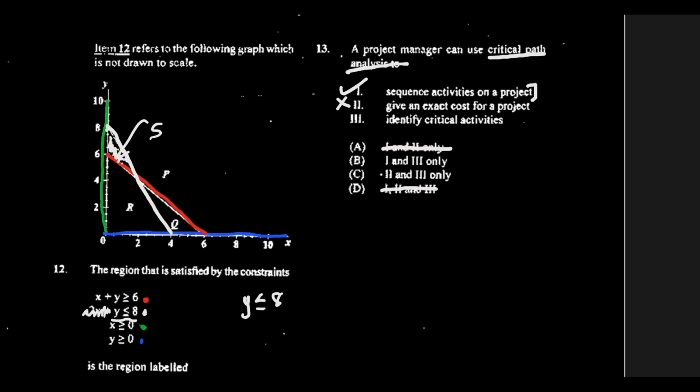This is out and this is out. So we are only left with one more thing. So identify critical activities. Now these critical activities would be the critical path. And that's the whole point of a critical path analysis, to find the critical path. And in order to find a critical path, you need to know the critical activities. Therefore, this is the answer. Our answer here is right here.